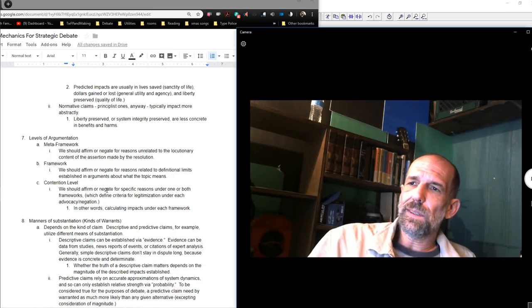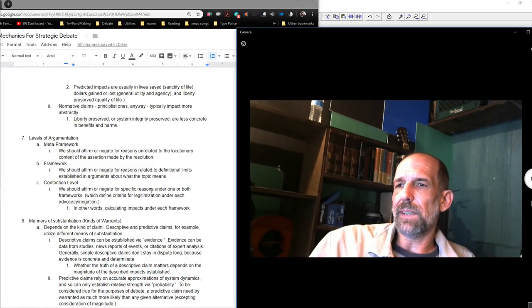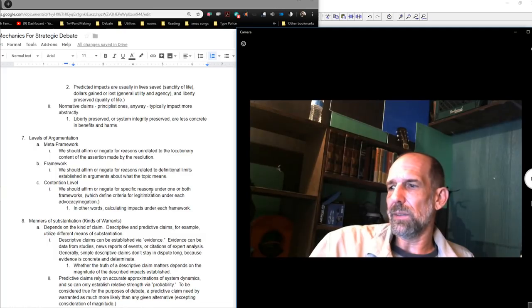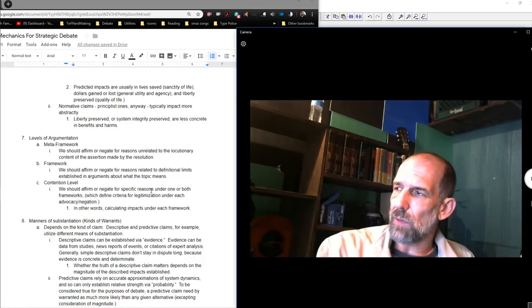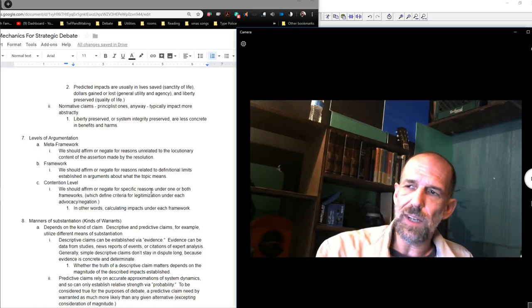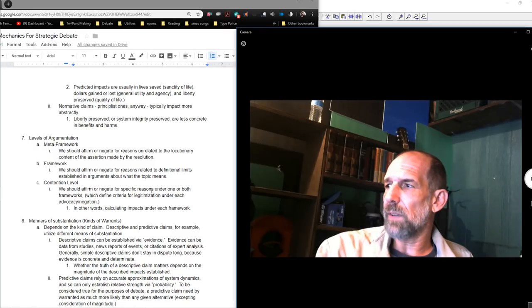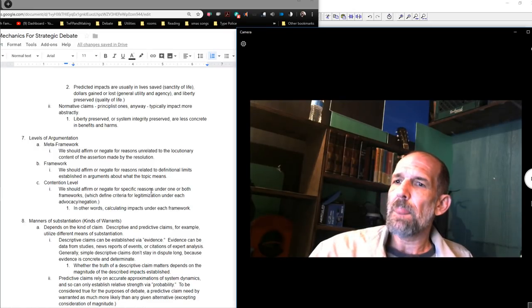Contention level. We should affirm or negate for specific reasons under one or both frameworks, which define criteria for legitimation under each advocacy or negation. In other words, calculating impacts under each framework. Well, under my framework, we should choose the fruit that's most healthy, and I've established that orange is the most healthy, so I win under my framework. Under your framework, you've said we should choose the fruit that tastes best, but I pointed out that oranges actually taste best too, so I win under your framework as well, so the judge should vote for me.